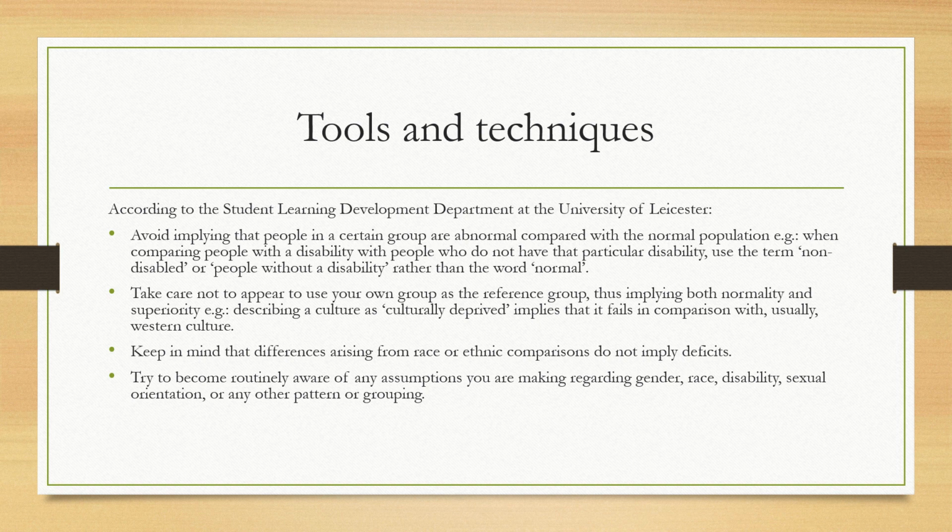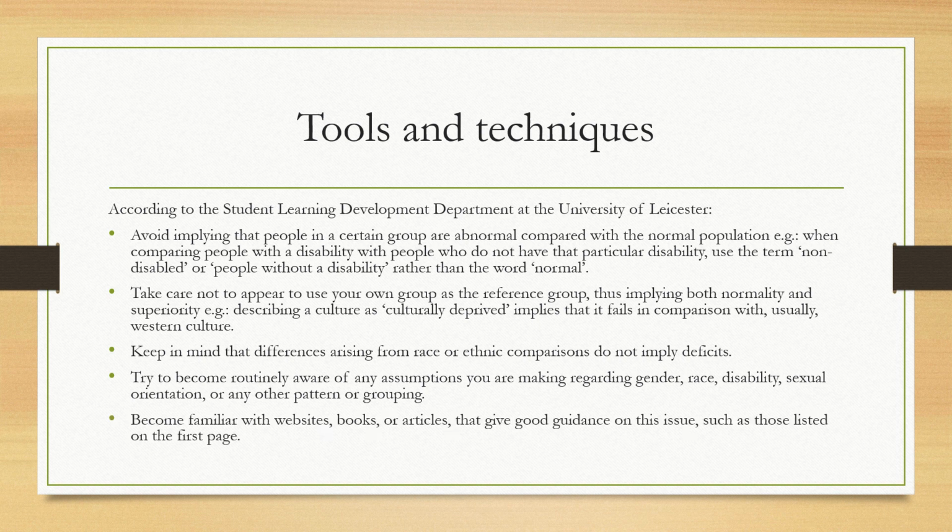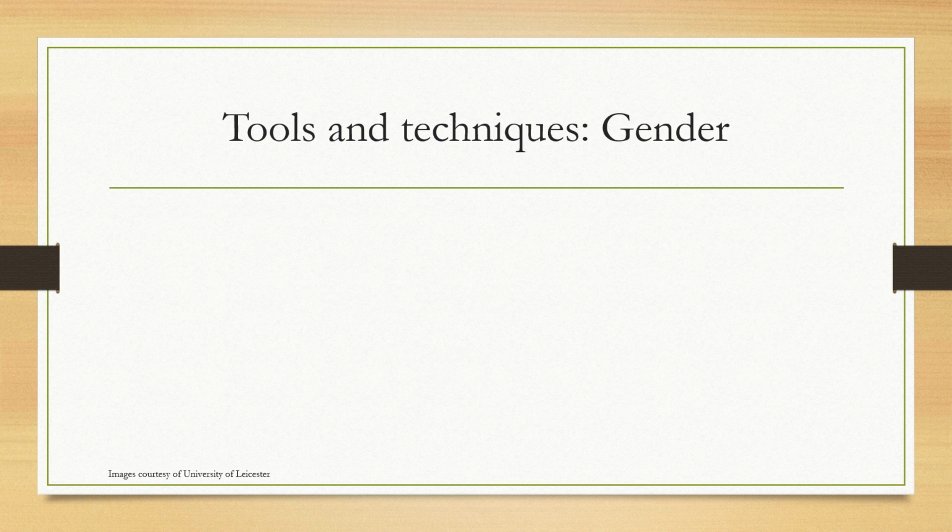Try to become routinely aware of any assumptions you are making regarding gender, race, disability, sexual orientation, or any other pattern or group. And become familiar with websites, books, or articles that give good guidance on the issue, such as those listed on the first page. Now, we'll look at some of the references that this particular page had to offer, as well as some other ones that I found going forward.